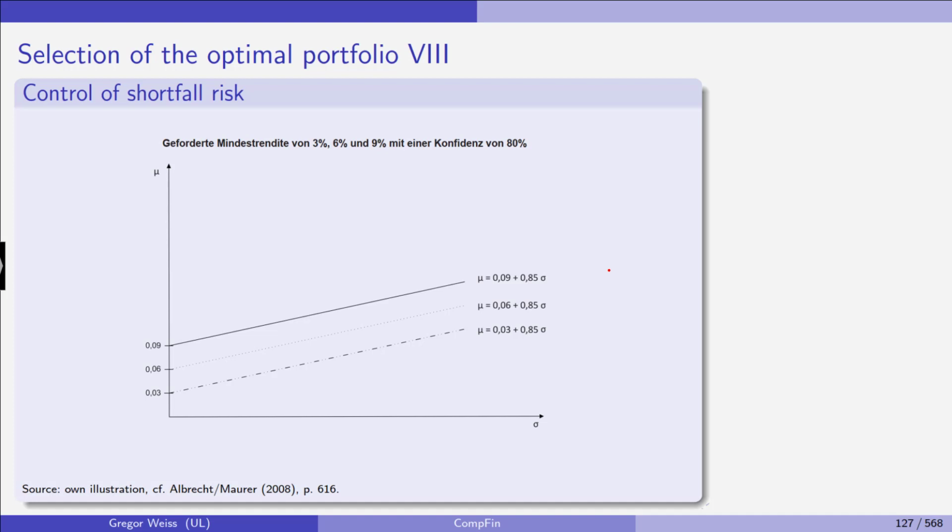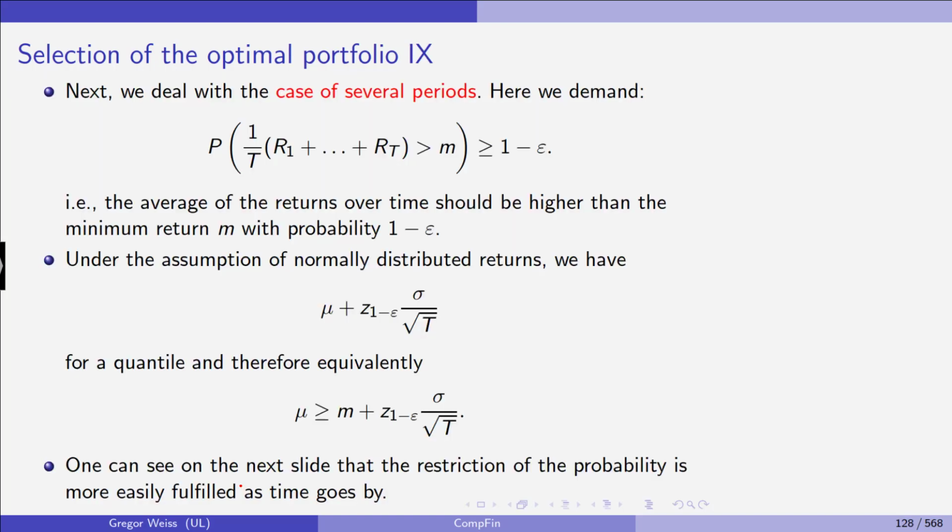If we now fix volatility here, but demand a higher return, then we get these three constraints. And if, for example, the efficient frontier were to start here, then we would again see that only those points that lie above this shortfall constraint are allowed and fulfill the constraint. Okay. So next, let's deal with the case of several periods.